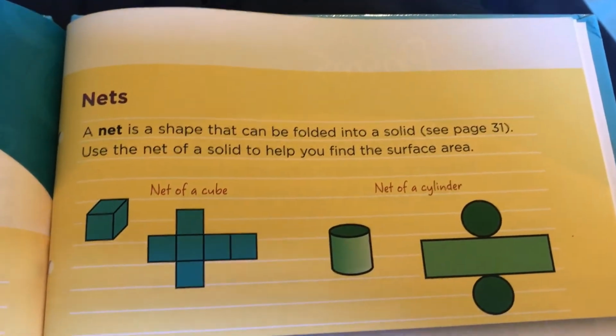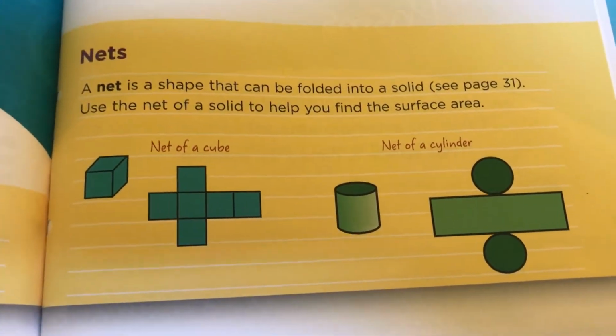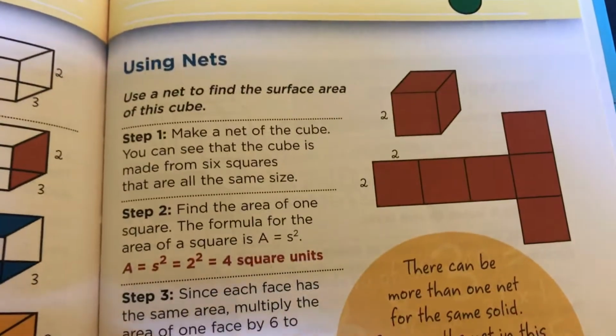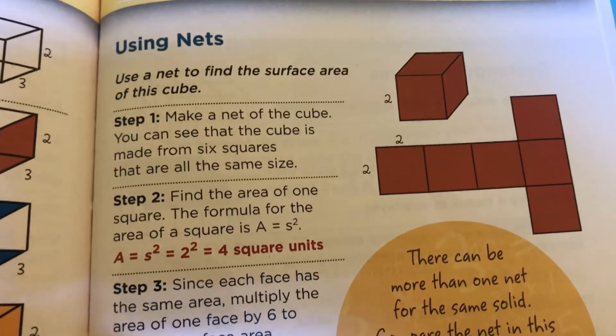Okay, so then we have nets. A net is a shape that can be folded into a solid. Use the net of a solid to help you find the surface area. Using nets: use a net to find the surface area of this cube. Make a net of the cube.